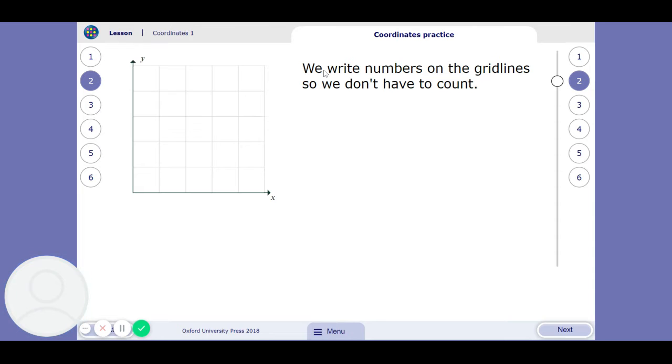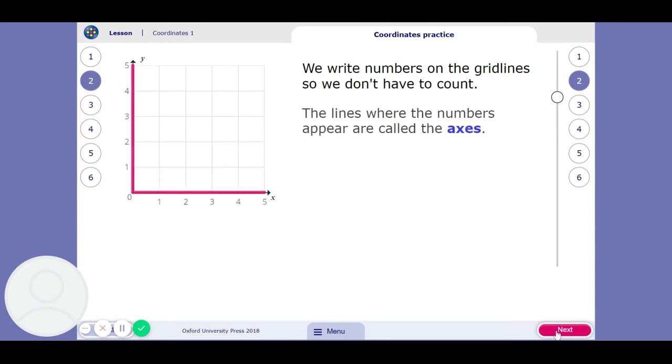Right. So we write numbers on the grid lines so we don't have to count them, because otherwise you'd be counting how many across and how many up. So if we put numbers on there, we have got the lines where the numbers appear called the axes. Okay, this isn't a spelling mistake. A singular one would have an I, axis. Axes, not axis. Axes, that's the plural.